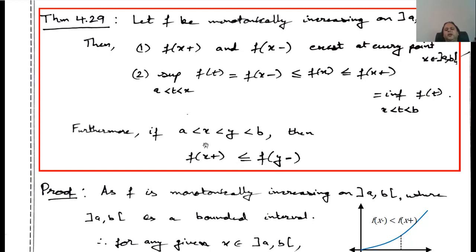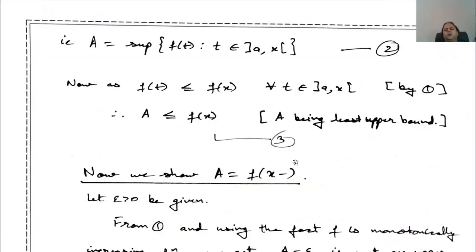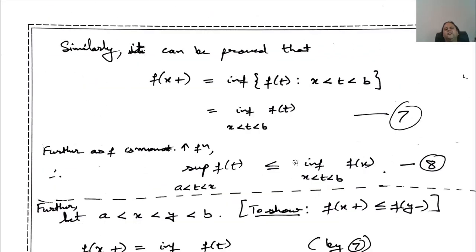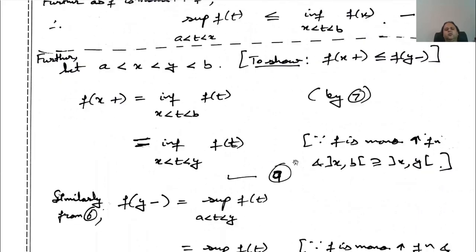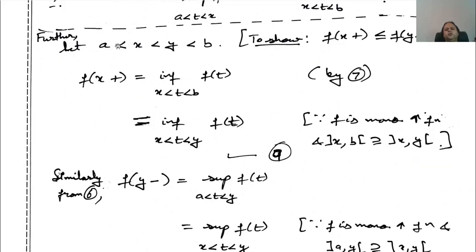For x, the right hand limit should be less than or equal to the left hand limit at y. So let us do this one. We are taking x and y between a and b with x less than y, and we have to now show that f of x positive is less than or equal to f of y negative.